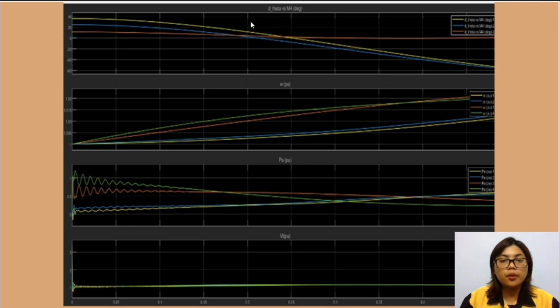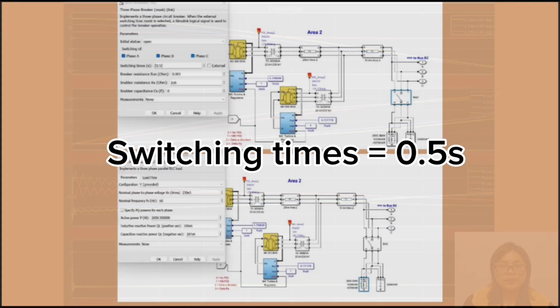So for the rotor angle and rotor speed, the system becomes unstable. For the power graph, the system is unstable at the beginning and stable around 0.2 seconds. While for the voltage graph, there is a small spike at the beginning and it starts to become stable around 0.05 seconds.